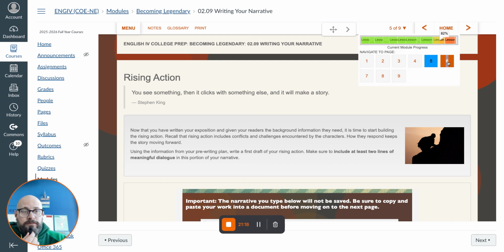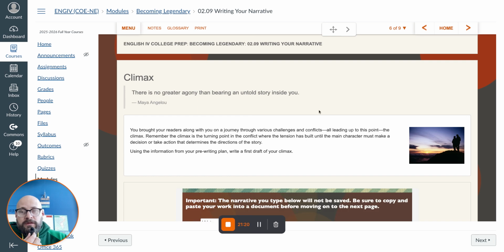Slide 6. Oops. The climax, everyone's favorite part. This is the most intense or exciting part. This is where the rising action reaches some sort of maximum intensity, right?